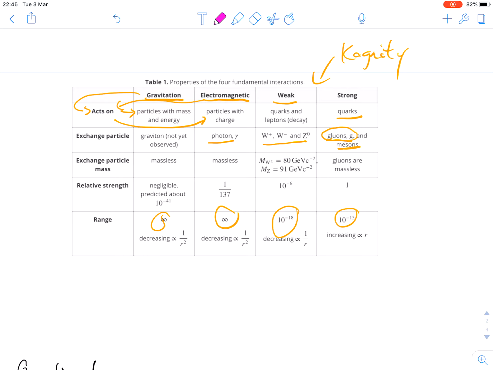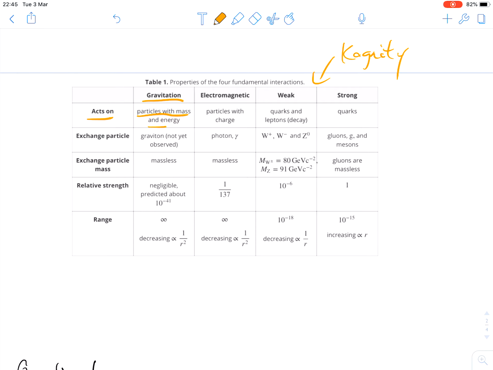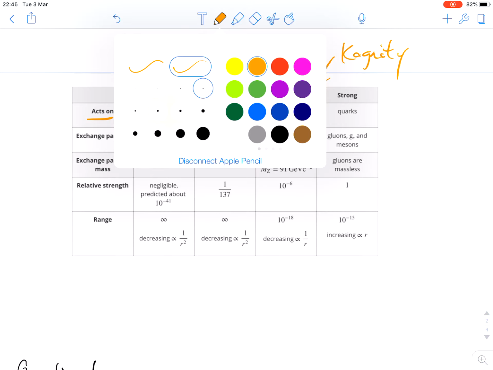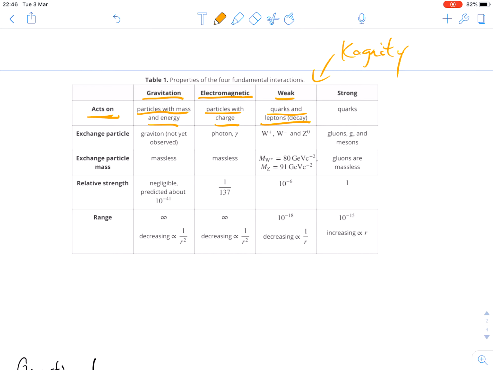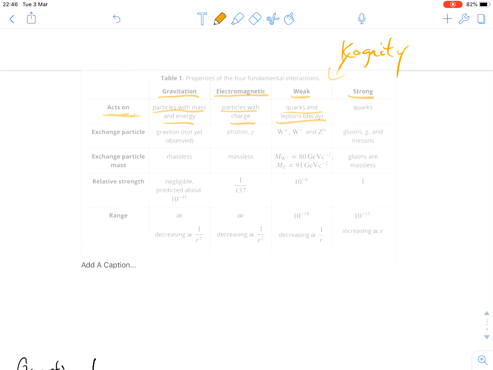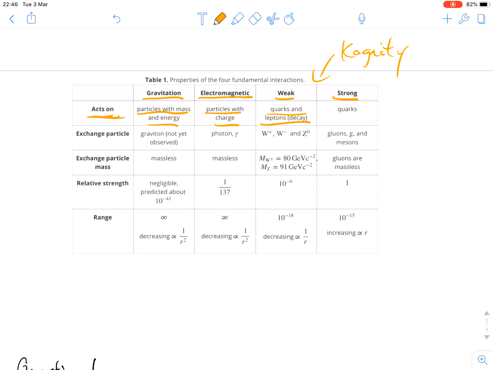This next table is found in Cognity. Let me just clean this up a little bit, I was playing around earlier. The way you read this is: gravitation acts on particles with mass and energy. Likewise, electromagnetic acts on particles with charges. Weak acts on quarks and leptons. Strong acts on quarks.